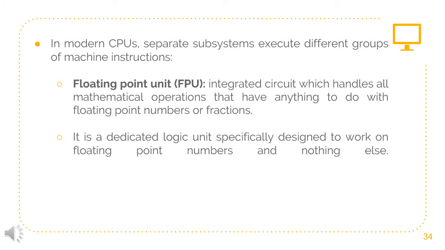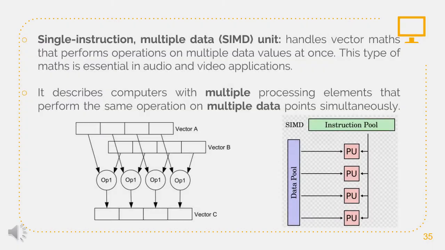In modern CPUs, separate subsystems execute different groups of machine instructions. The floating point unit, FPU, is an integrated circuit which handles all mathematical operations that have anything to do with floating point numbers or fractions. It is a dedicated logic unit specifically designed to work on floating point numbers and nothing else. The single instruction, multiple data, SIMD, unit handles vector maths that performs operations on multiple data values at once. This type of maths is essential in audio and video applications. It describes computers with multiple processing elements that perform the same operation on multiple data points simultaneously.